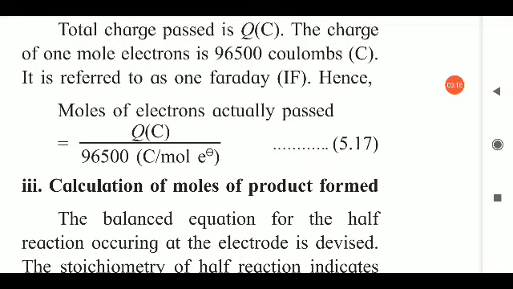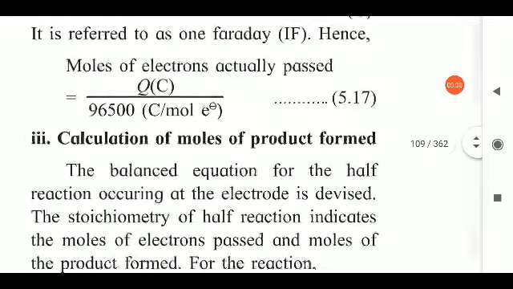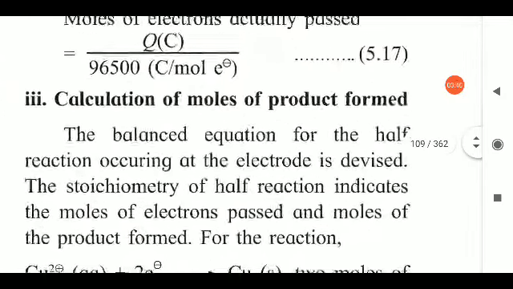After that, what we have to calculate is the moles of electrons actually passed. As we learned before how Q can be calculated, by using that Q we can calculate the moles of electrons actually passed. For that the formula used is Q divided by 96500, and this equation we call equation number 5.17.